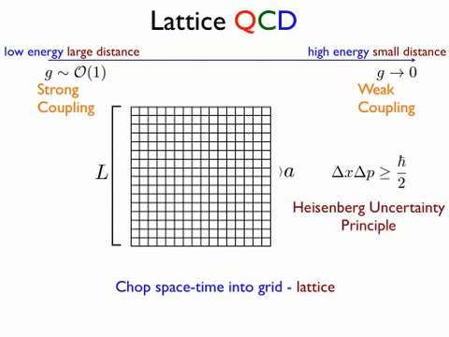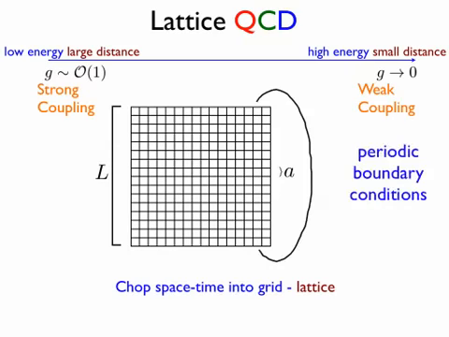And because of that, you can put this theory on a computer, because you can take the universe and chop it up into a grid. You can chop space-time up into some finite grid where there's a smallest distance scale, which we typically denote a, and there's a largest distance scale we denote L. And so you put the theory on the computer and you let the computer worry about how everything interacts at the long distance scale, because you know exactly what to write down at the short distance scale.